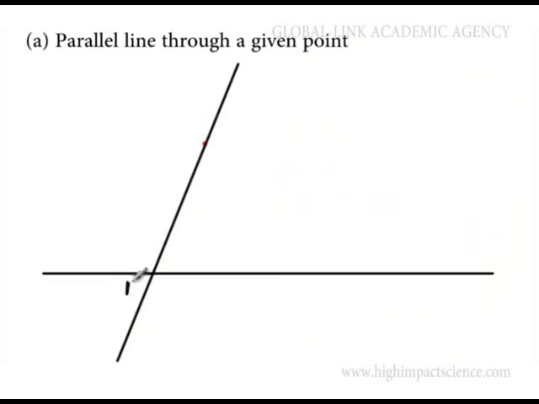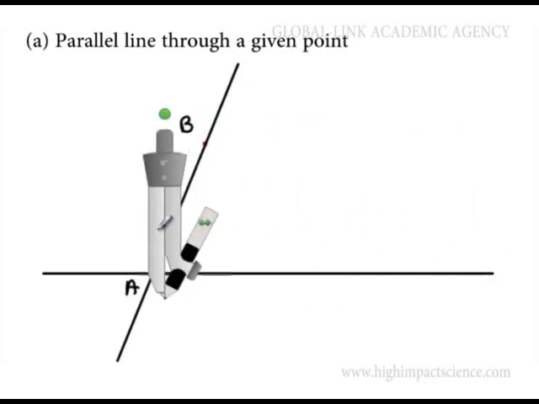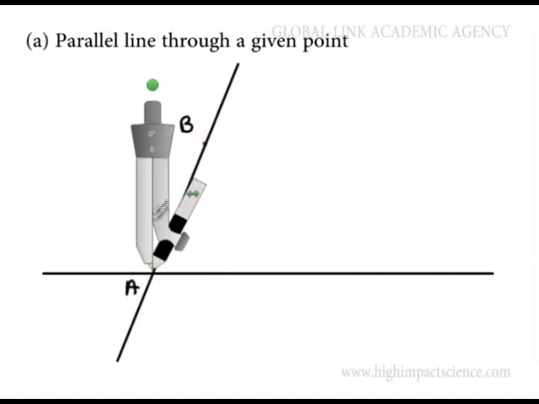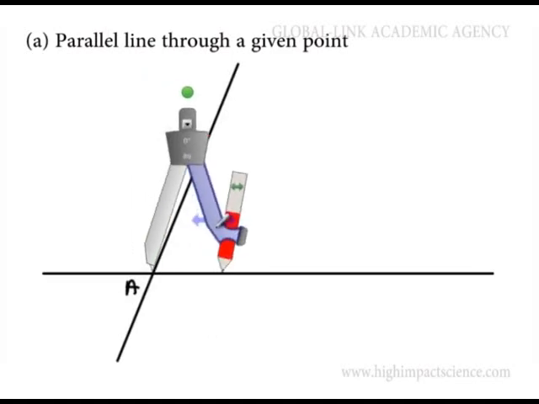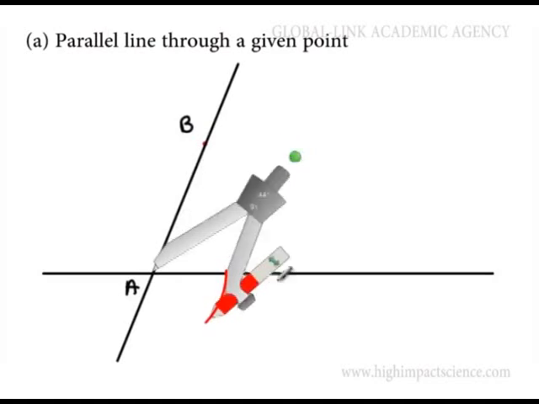Let's have this point as A and this one as B. So basically we want to reproduce angle A at point B. Place the compass at point A. Open it and make an arc that intersects the 2 lines.